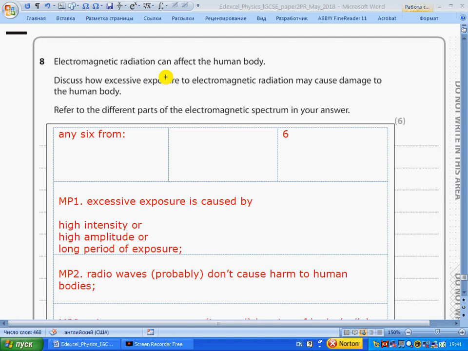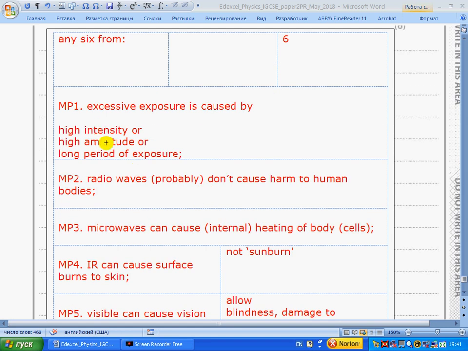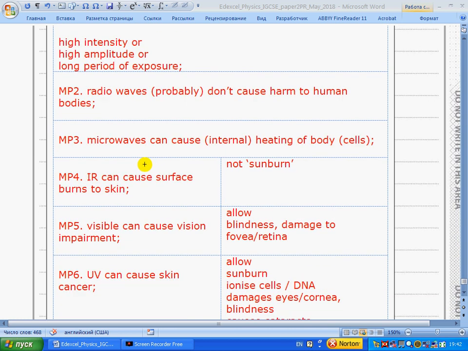Electromagnetic radiation can affect the human body. Discuss how excessive exposure to electromagnetic radiation may cause damage to the human body. Refer to the different parts of the electromagnetic spectrum in your answer. So any 6 from: high intensity, high amplitude and longer period of exposure produce excessive damage. Radio waves, no damage. Microwaves can cause heating of the body, especially brain cells. Infrared radiation can cause surface burns to the skin.